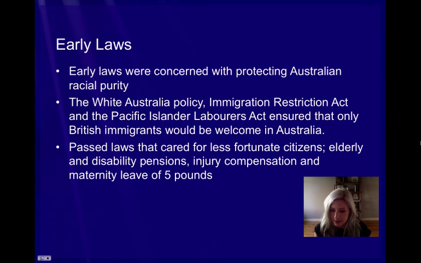Apart from that darker side of the early laws of Australia, there were some positives. Early laws included laws that cared for less fortunate citizens. So initial laws allowed for elderly and disability pensions, and also injury compensation for those who were too sick to work, and maternity leave of £5.